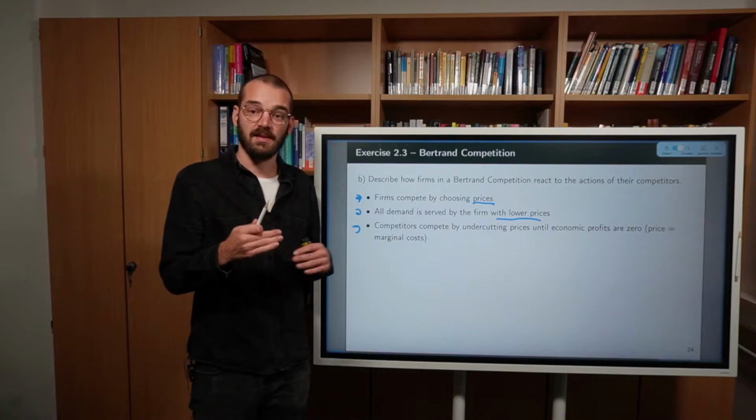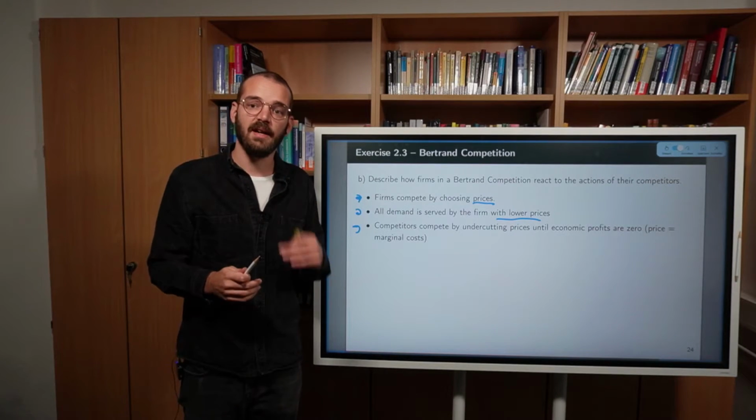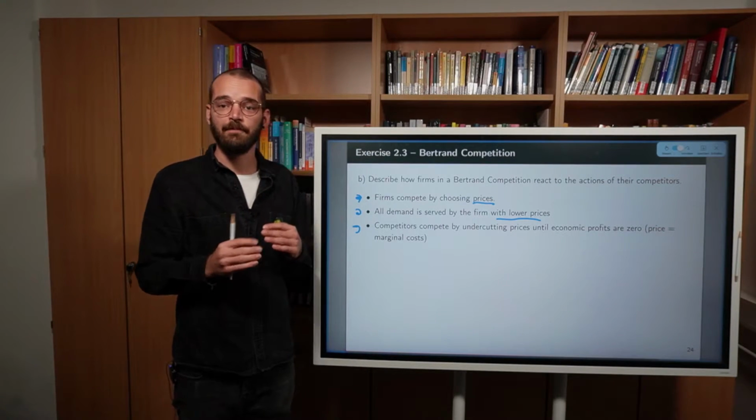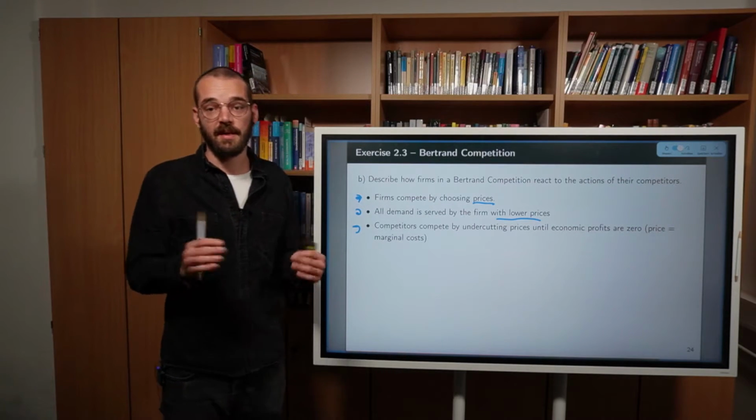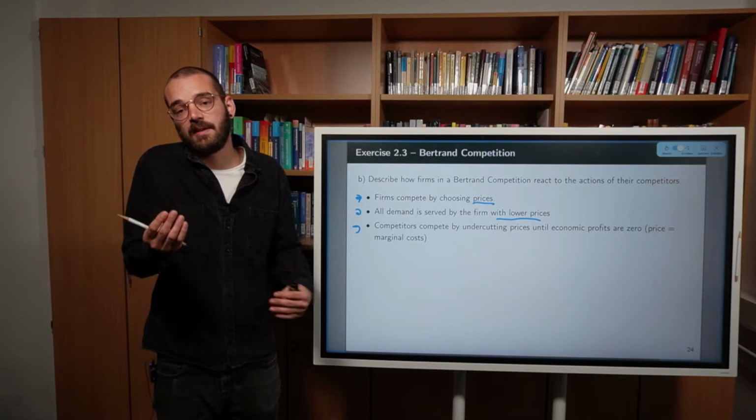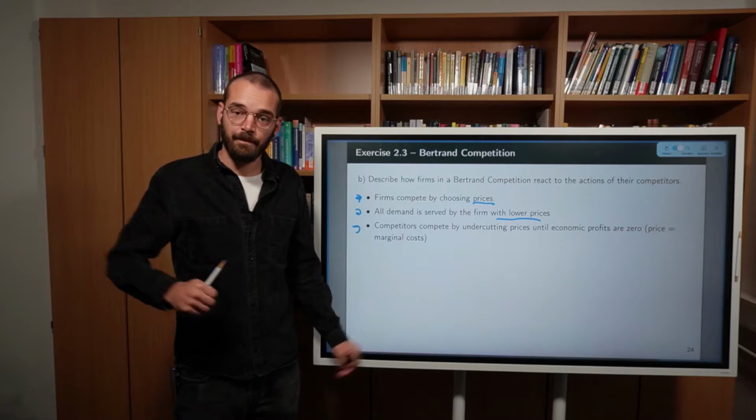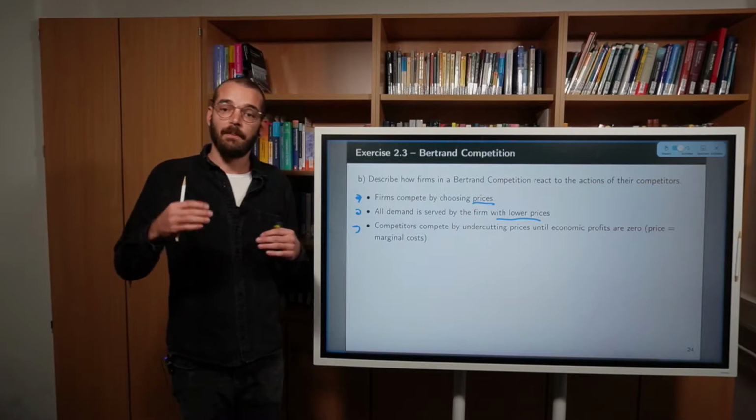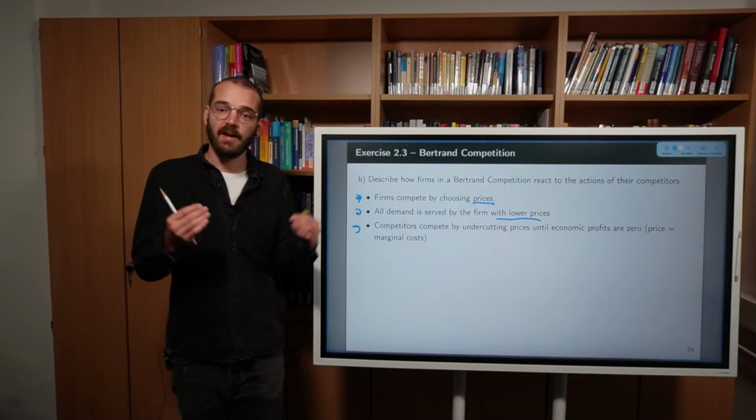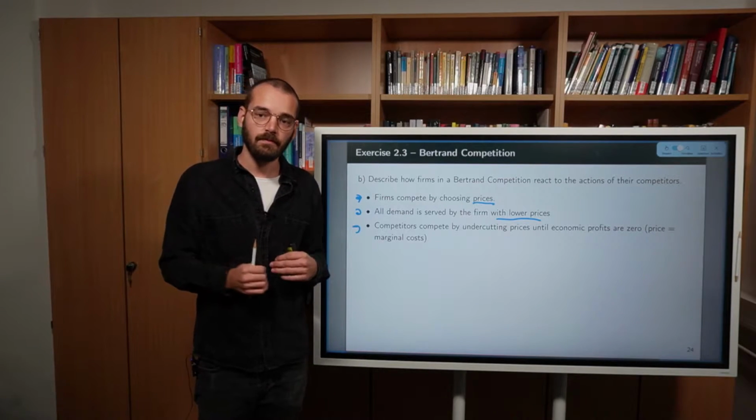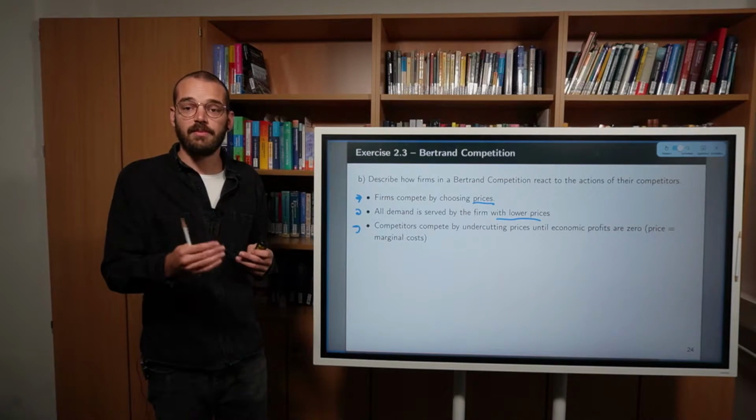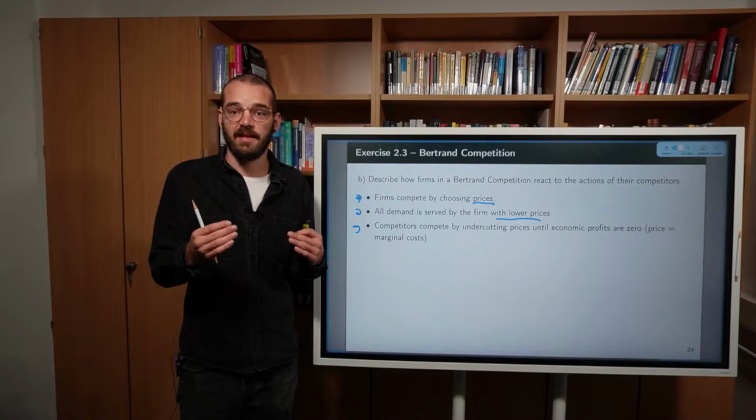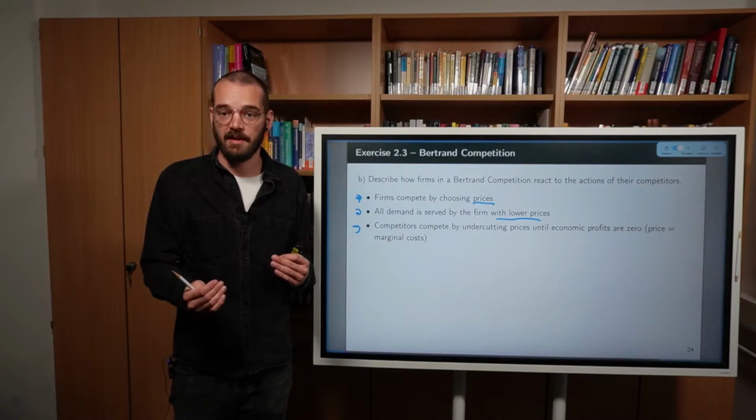Firms will choose prices, they will undercut each other, because as soon as they undercut the competitor marginally, they will be able to serve the whole market and sell all their products, and the competitor, of course, that has been undercut is not selling anything. So it's of course profit maximizing to keep undercutting your competitor. Firms can then anticipate that they will be undercut as long as there is room for undercutting.